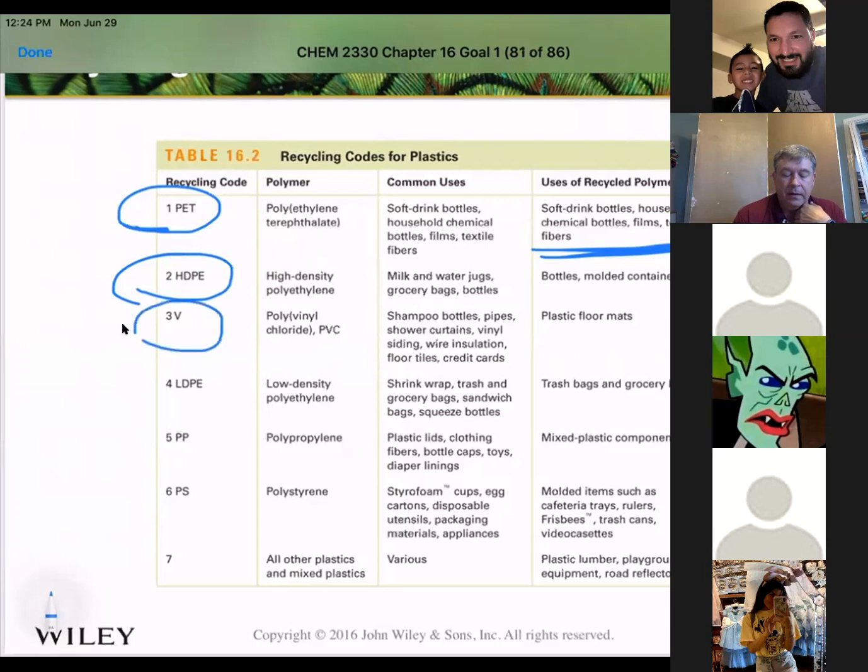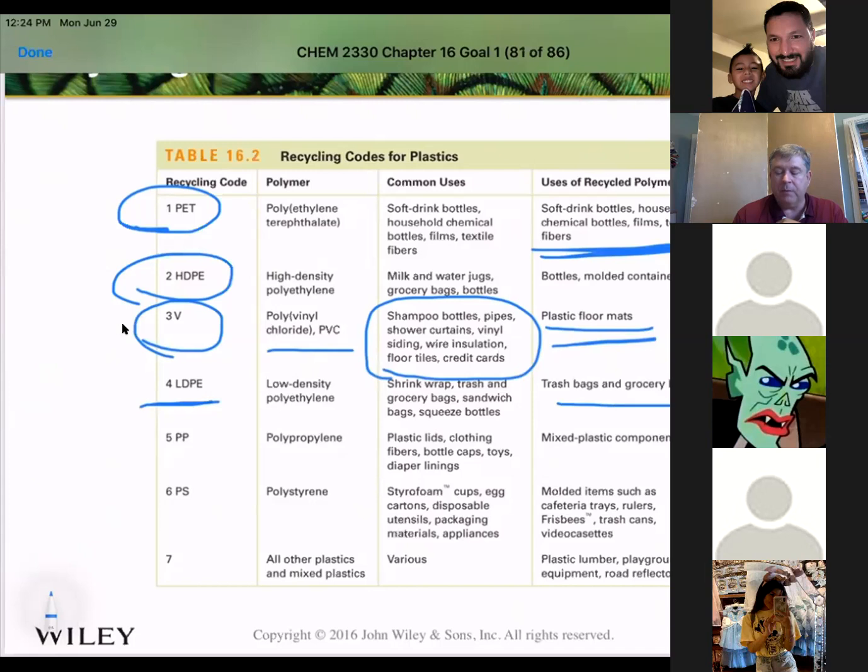The third kind here is what we call PVC, which is polyvinyl chloride. It's used a lot in insulation. Your credit cards are made out of it. It can also be used as plastic floor mats. Another polyethylene that has a lot of side branches makes it a lot more flexible, so we can use it for trash bags or grocery bags.